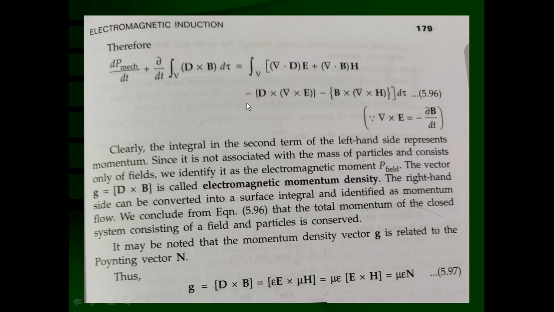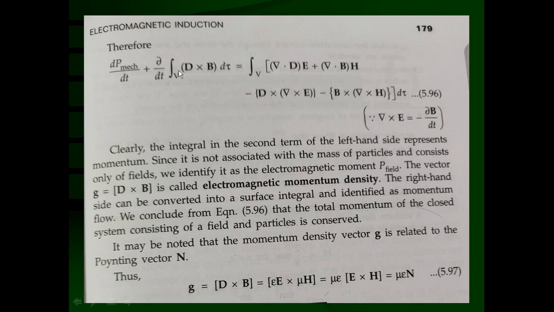Plus minus, and these last two terms were taken inside the bracket, so the minus sign was taken outside. D cross curl of E plus B cross curl of H d tau will be there. That way, because we have substituted curl of E is equal to minus dB by dt. So you can see that on the left hand side there are two time rates of change, the time rate of change of the momentum.